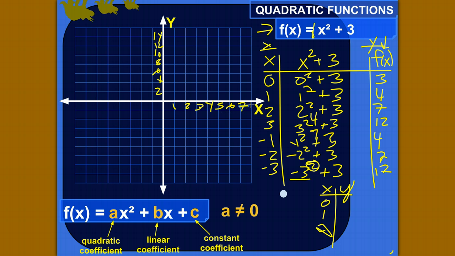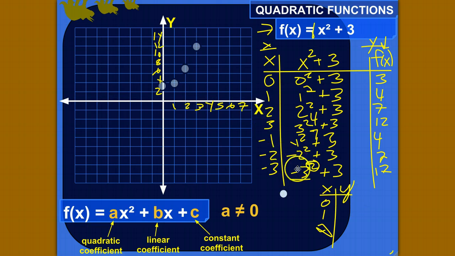Okay, so let's plot these. The point (0, 3): x is 0, and then 3. 3 will be between 2 and 4, so put that right in between there. (1, 4): x is 1, y is 4. Then (2, 7): x is 2, and y is 7, so 7 is between 6 and 8, so we'll put that there. And then (3, 12): 1, 2, 3, x is 3, and y is 12.